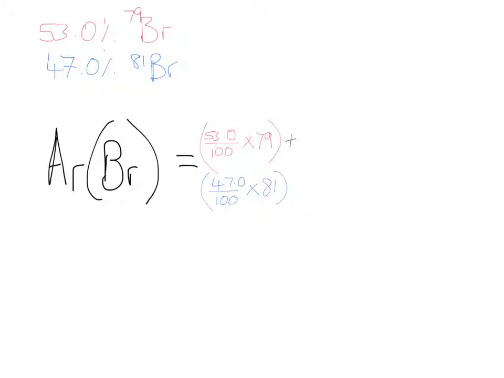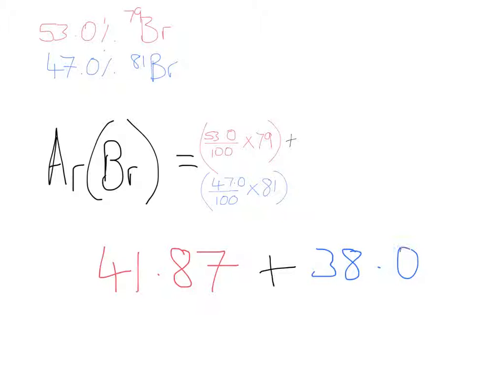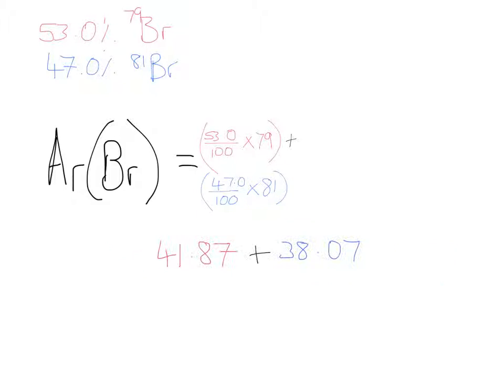So that leaves us with 41.87 plus 38.07, which equals 79.94. And that is our relative atomic mass.